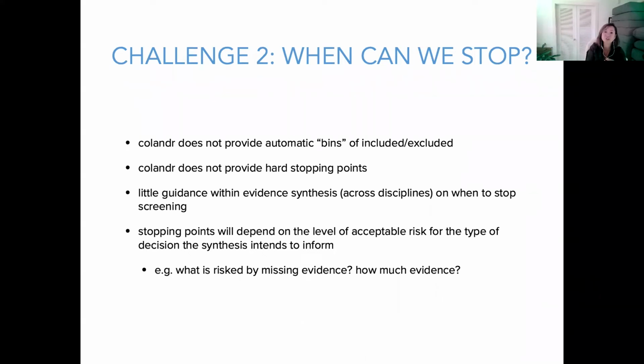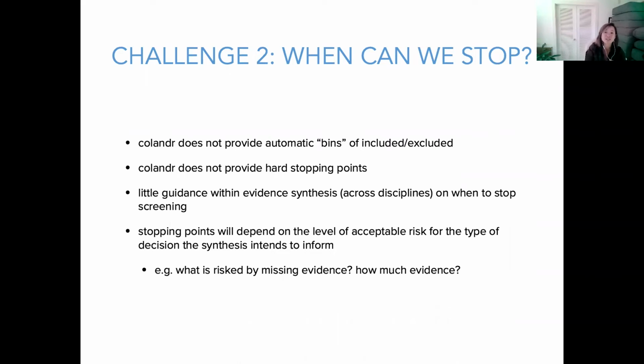In general, within evidence synthesis practice across all disciplines, there's actually really little guidance on when it's okay to stop screening. Determining when your stopping points are, whether you've screened 50% or 90% of the citations that you've uncovered, really depends on the individual review. And each review team really needs to determine what their level of acceptable risk is. So what's the risk that you're missing evidence that is actually relevant, in relation to the type of decision that the synthesis is intended to inform?